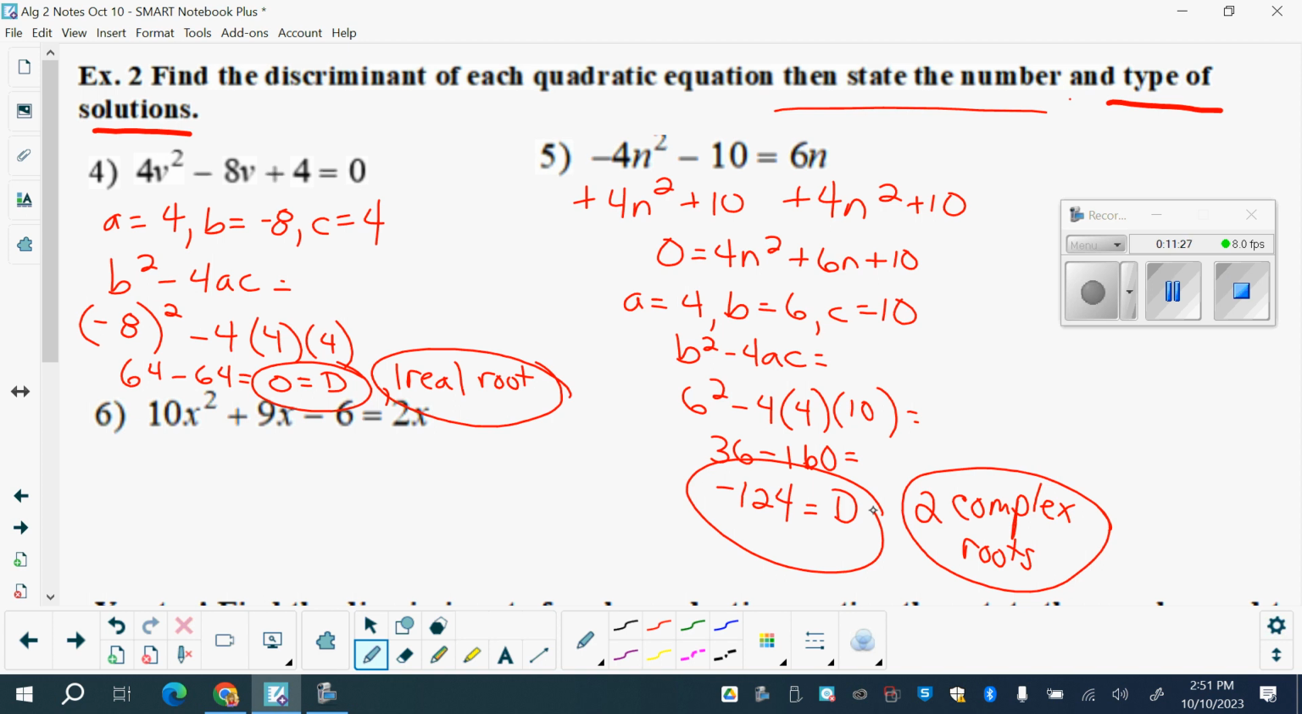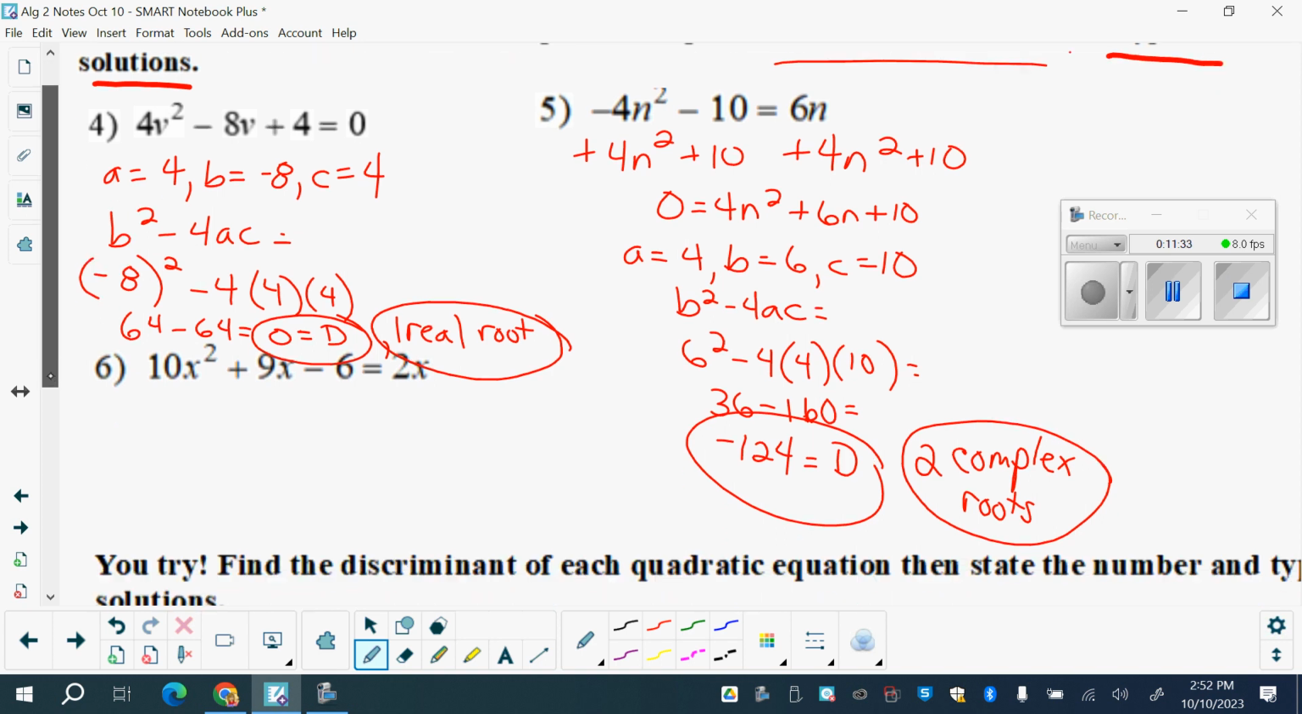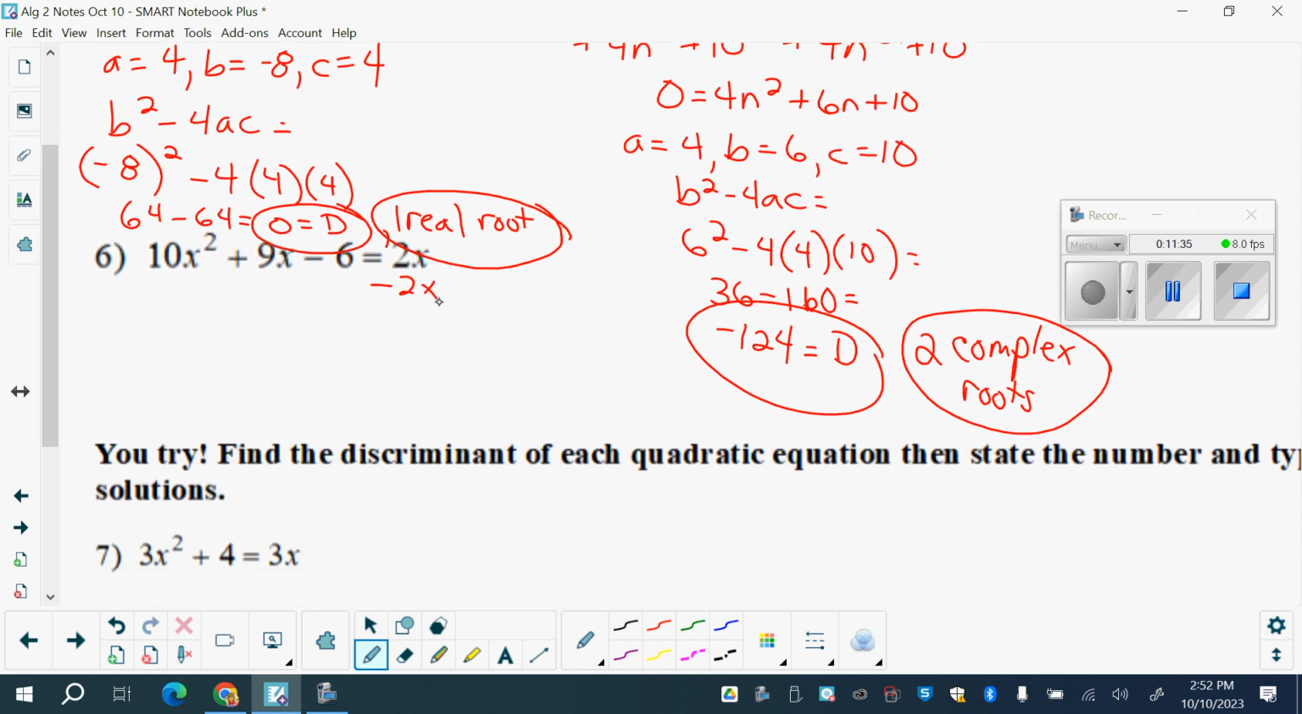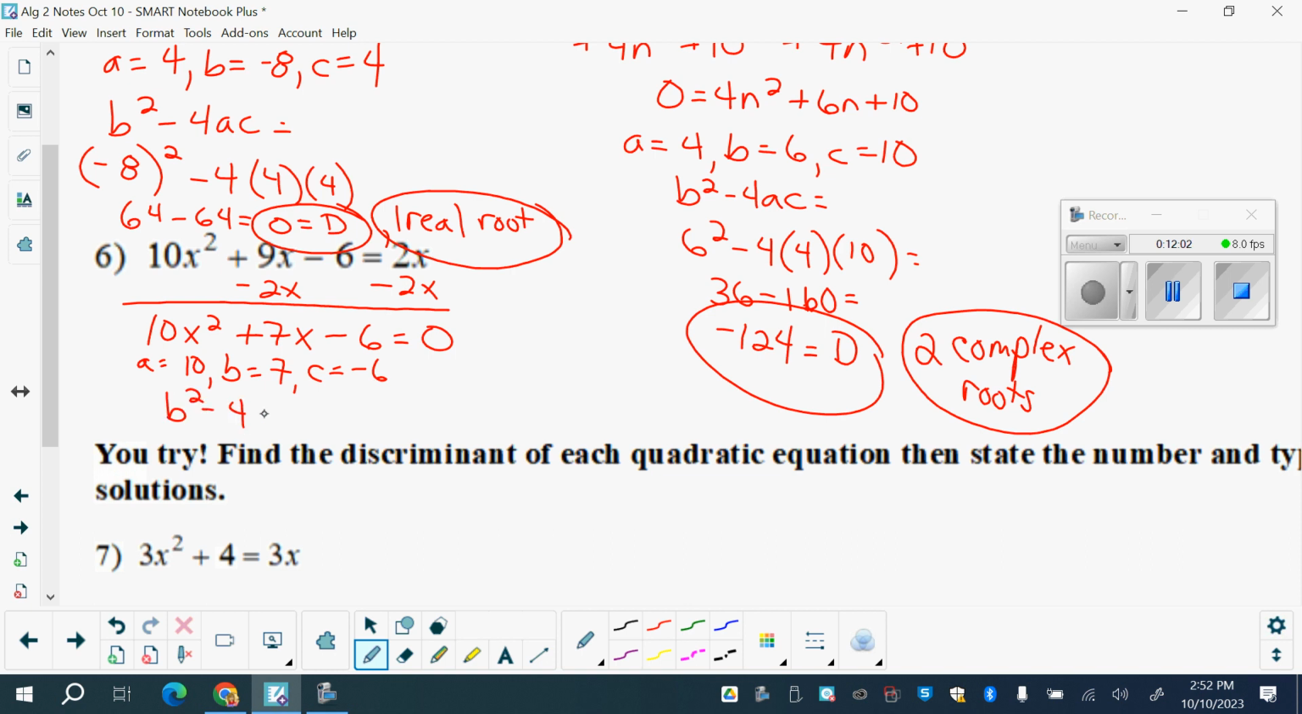So number 6, is that in standard form? Nope. So to get it in standard form, we subtract 2x. And we get 10x squared plus 7x minus 6 is 0. Tell me what A, B, and C are. Good. So now we want to find b squared minus 4ac by substituting the a, b, and the c in there.